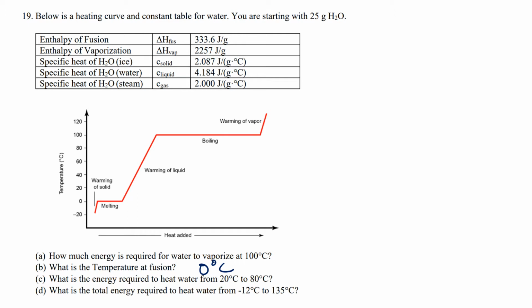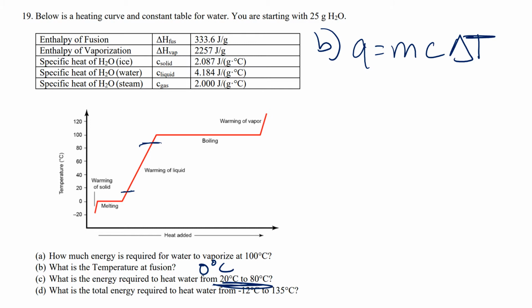Part C, what is the energy required to heat water from 20 degrees Celsius to 80 degrees Celsius? The good news with that is that it's within one phase, so essentially you only need to use one equation. And since it's in a phase, we're going to have to use Q is equal to mcΔT, since there is that change in temperature.